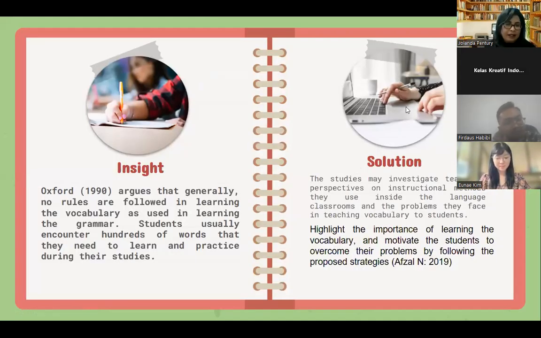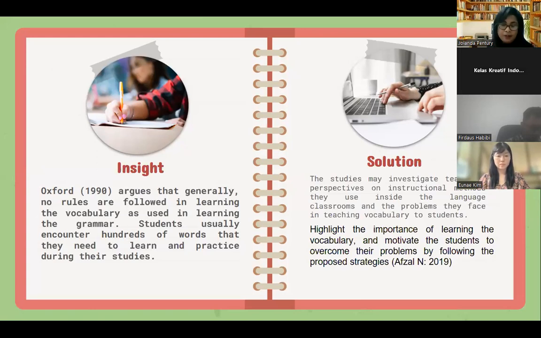Okay, next, I have an insight here: according to Oxford, no rules are followed in learning vocabulary as are used in learning grammar. Students usually encounter hundreds of words that they need to learn and practice during their studies. So there are a lot of strategies that we can use according to our students' needs and characteristics. There's no silver bullet, no single strategy we can use for all students. So that is the insight that I got.